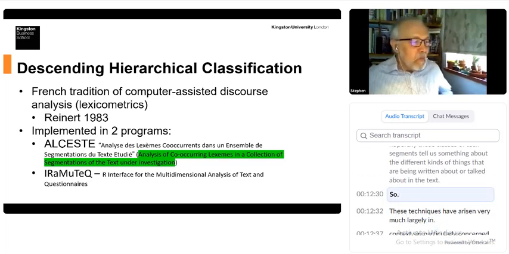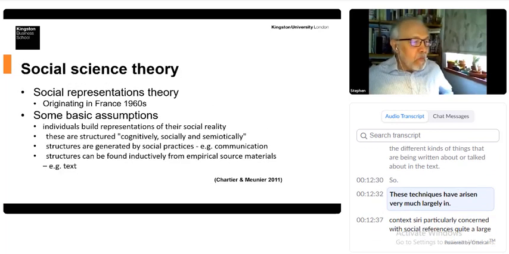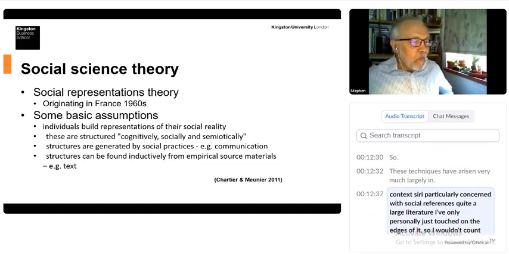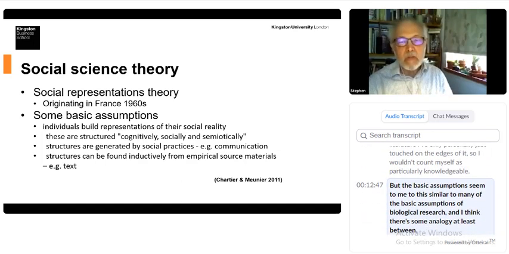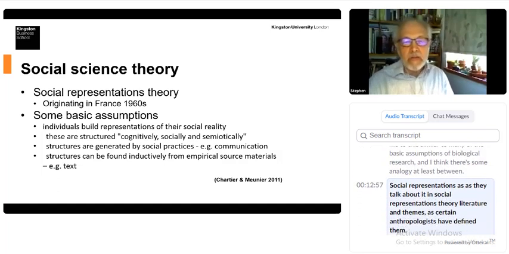So these techniques have arisen very much largely in France, and in that context, theory particularly concerned with social representations has quite a large literature. I've only personally touched on the edges of it, so I wouldn't count myself as particularly knowledgeable. But the basic assumptions seem to me to be similar to many of the basic assumptions of anthropological research. And I think there's some analogy, at least, between social representations, as they talk about it in the social representations theory literature, and themes, as certain anthropologists have defined them.